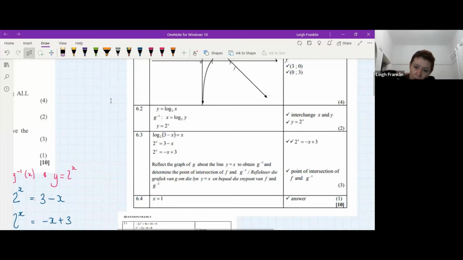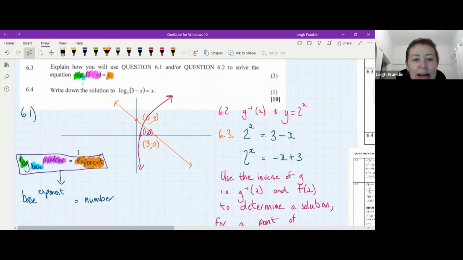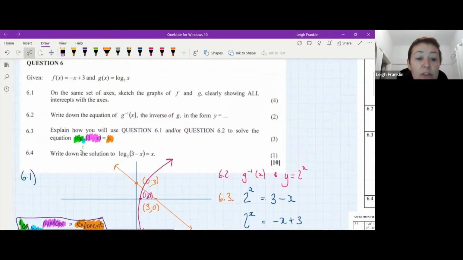Okay, so we need to rearrange it. You would have got 2 marks for rearranging it and writing 2 to the x equals minus x plus 3. And then you would have got another mark for saying that you would have had to reflect g over the line y equals x to get g to the minus 1 and then determine the point of intersection of f and g to the minus 1. Okay, is everybody happy with that? Okay, and now they want us to write down the solution to this.